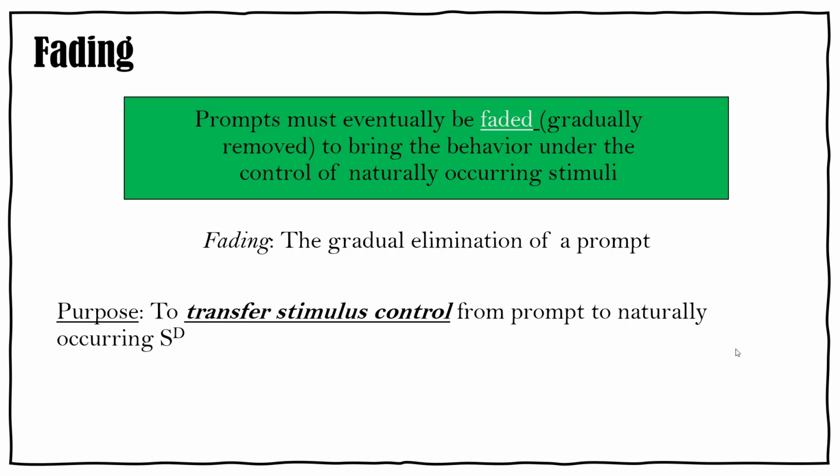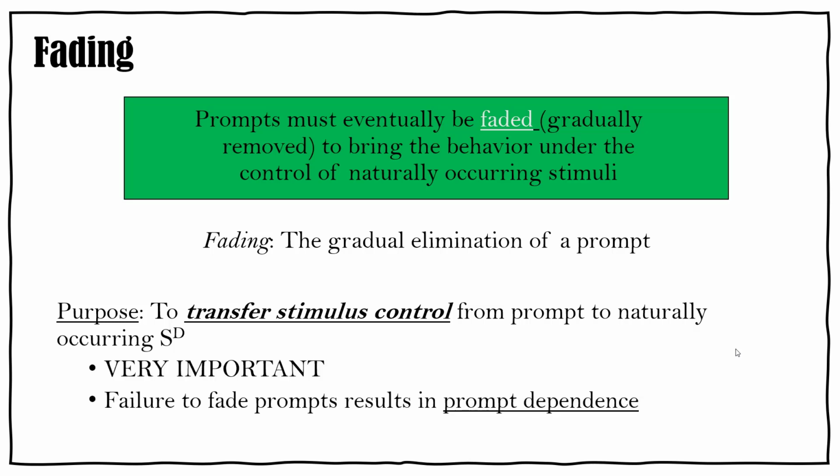When you have a prompt, typically the correct behavior is under control of the prompt. So you want to fade that prompt out so that the behavior is under stimulus control of the actual discriminative stimulus. And therefore, the behavior now occurs in the presence of the discriminative stimulus and not the prompt. This is really, really important.